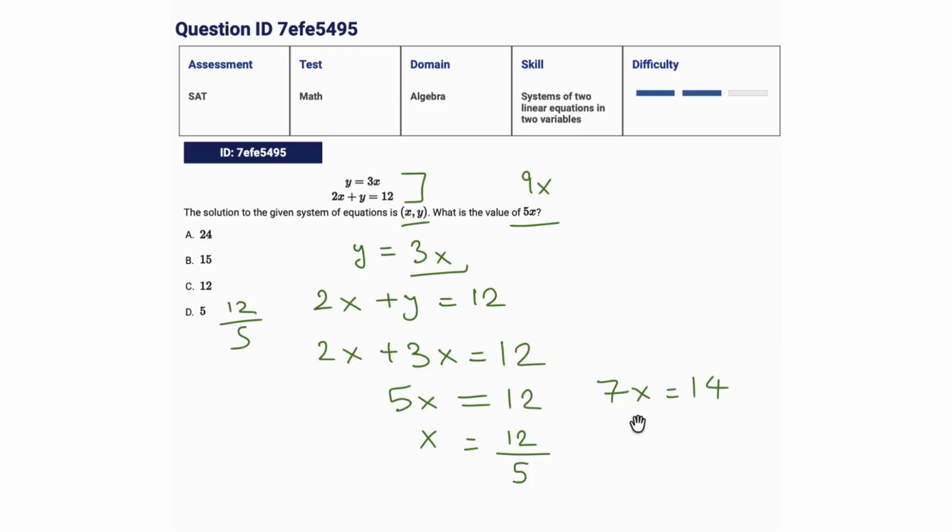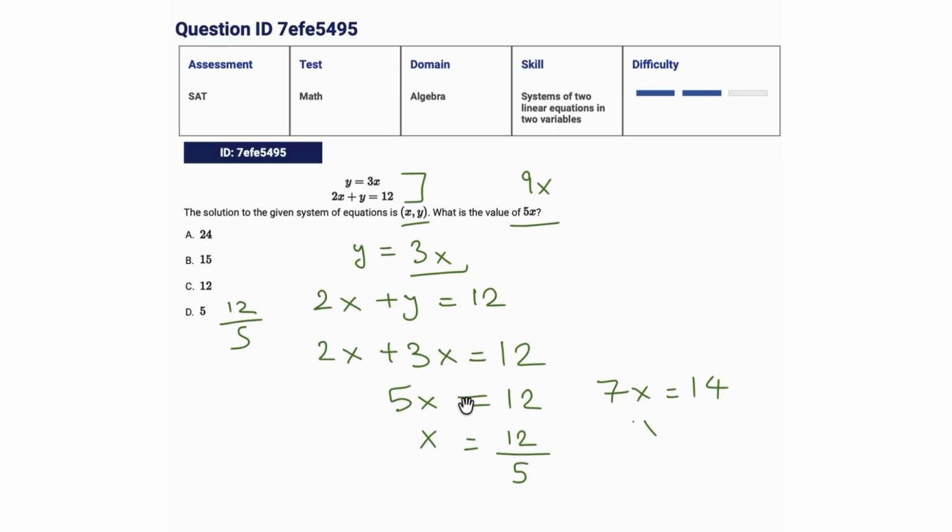X would be 14 divided by 7, because here it's multiplying, that would be 2. 7 times 2 is 14, that's why. And we have x. Now substitute x here. 9 times 2, it would be 18. However, since we already got 5x here, you don't need to do all of that.